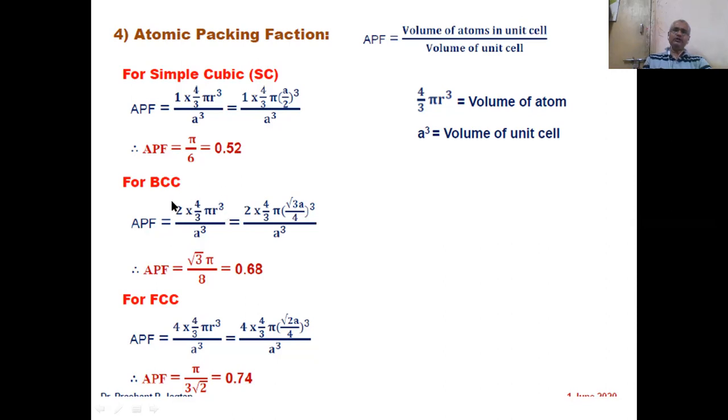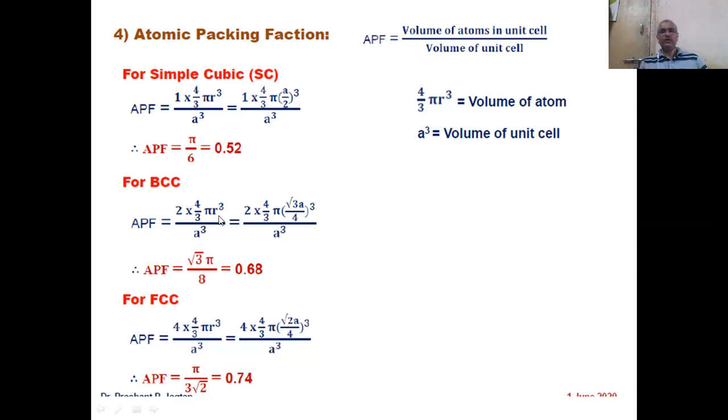So this gives the volume of atoms in that cell in BCC structure, divided by volume of the unit cell, which is again a cube, because it is the cubic unit cell. Again there is a relation between the lattice constant and the atomic radius r. The relation is r is equal to root 3 by 4 into a.